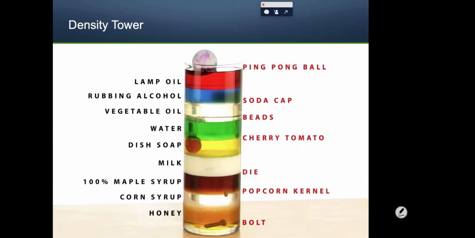You can see the ping pong ball, very low density, doesn't even make it all the way submerged into the lamp oil because it's mostly air, right? A soda cap is more dense than rubbing alcohol, but less dense than vegetable oil. So it sinks down to the vegetable oil and then stops because it's feeling a net force upward from the vegetable oil. That cherry tomato drops all the way to the dish soap. A plastic die drops all the way to the maple syrup. A bolt drops all the way to the bottom. You can test the relative densities of objects and fluids by simply making a tower and dropping things into it and seeing how far it goes down.